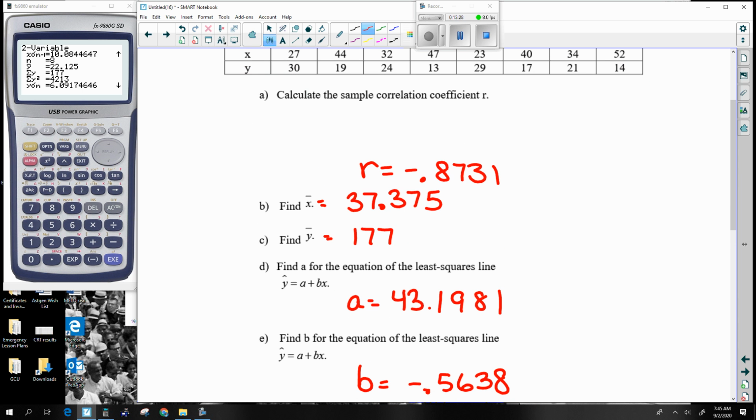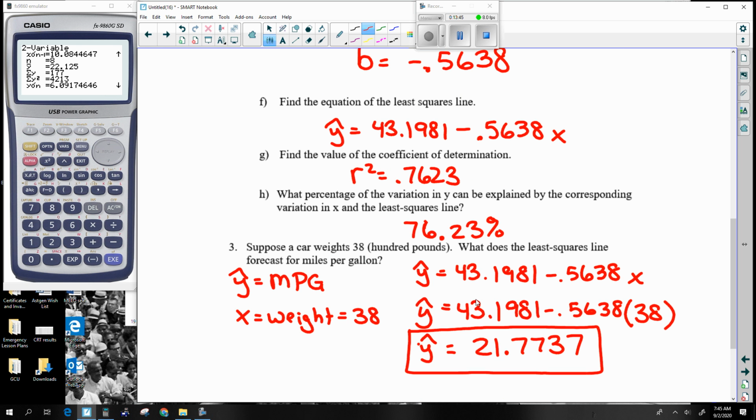What? Oh, no, I'm sorry. I wrote down the sum of Y. 22.125. That makes sense. All right, there it is. Okay, you should be set to go for the test.